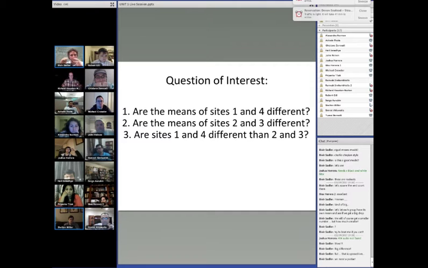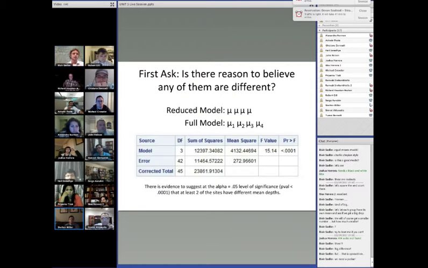So we want to know about sites 1 and 4, sites 2 and 3, and then we'd love to know at the end, are sites 1 and 4 together different than 2 and 3 together? So let's see how we might be able to do that. And this is super useful. So first ask, is there reason to believe any of them are different? Why do I want to go in and start comparing all these little pairings? I can just test all of them at once all together. So I'm just going to run an ANOVA.